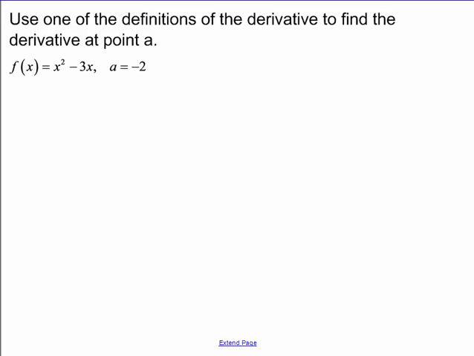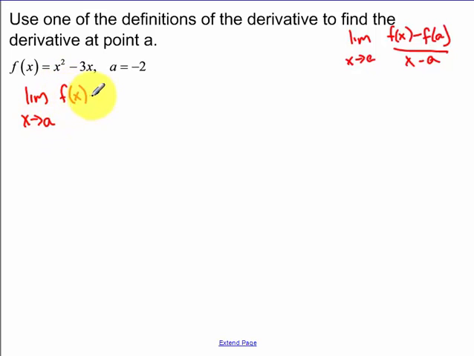Use one of the definitions of the derivative to find the derivative at point a. Since they give you a point, I would recommend that we use the limit as x goes to a of f of x minus f of a all over x minus a. Again, rewriting that just because it's good for us to write it, because I'm going to want you to know this definition backwards and forwards. Okay, our a is -2. Our function is x squared minus 3x.